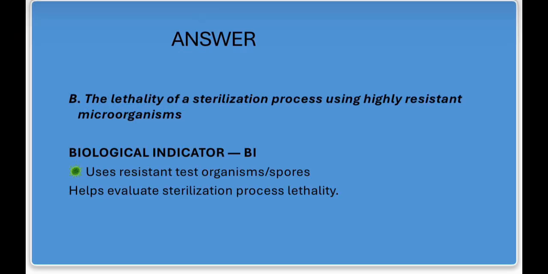The correct answer is B, the lethality of a sterilization process using highly resistant microorganisms. Biological indicators use highly resistant microorganisms or spores to directly challenge the sterilization process. This makes biological monitoring an extremely important part of sterilization quality assurance.